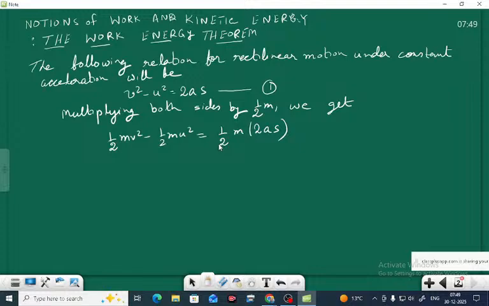So these two will cancel, and we are getting ma into s. So we are getting that half m v square minus half m u square is equal to m a, that is force, into displacement, and force into displacement is written as work, right?